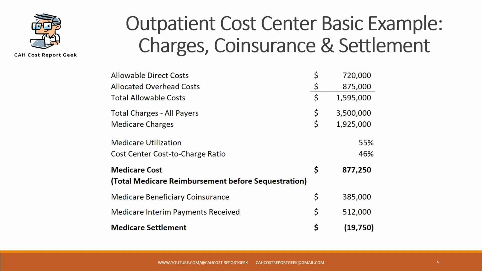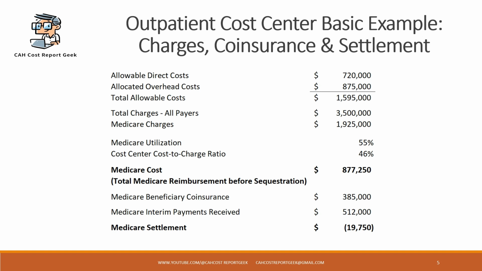Now let's shift gears to look at the charges, coinsurance, and settlement for an outpatient cost center. The total allowable cost, consisting of direct and allocated costs, equals about $1.6 million for this cost center. We divide this by the total charges of $3.5 million to calculate the cost to charge ratio of 46%. We multiply this by the Medicare charges to arrive at the Medicare cost of about $880,000. The Medicare Beneficiary Coinsurance obligation is 20% of the Medicare charges, or $385,000 in this scenario.